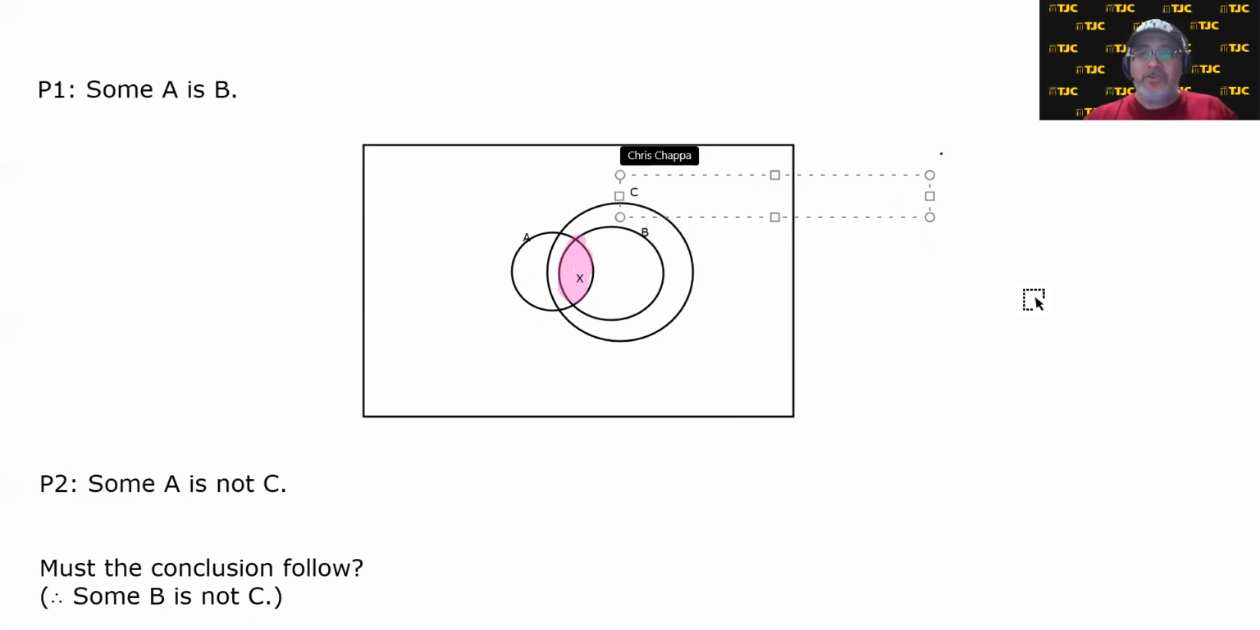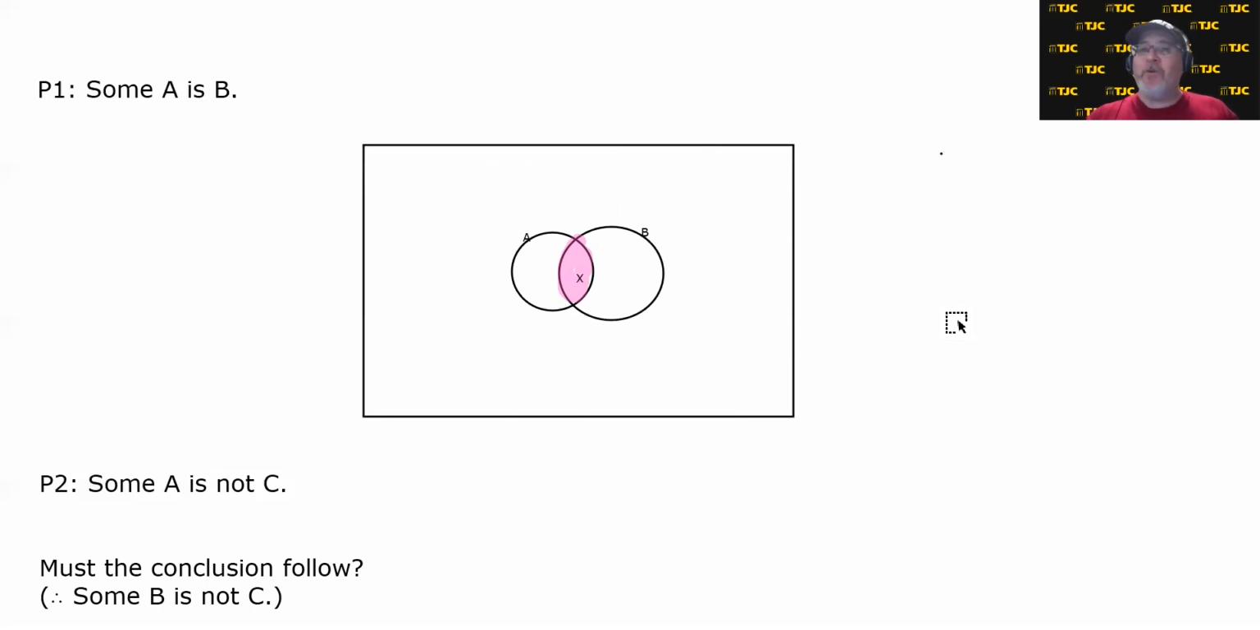All right, so let's take a look at this Euler circle diagram. Is premise 1 satisfied? Yes. Premise 1 involves circles A and B. Some A is in B. That's a particular affirmative, and we have that illustrated. So premise 1 is good. Is premise 2 satisfied? Some A is not in C.